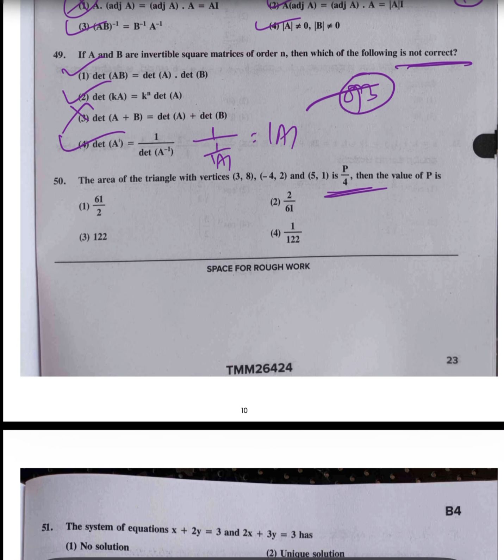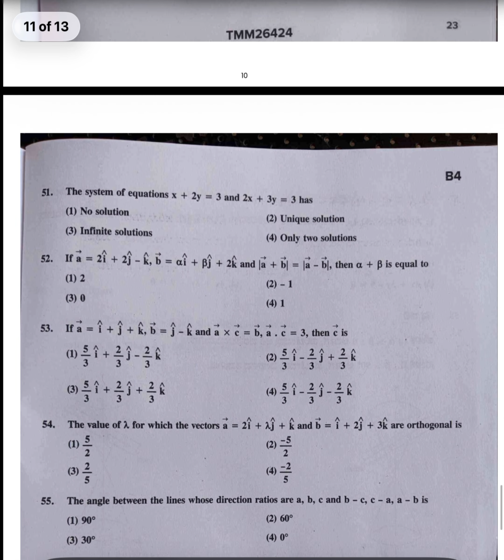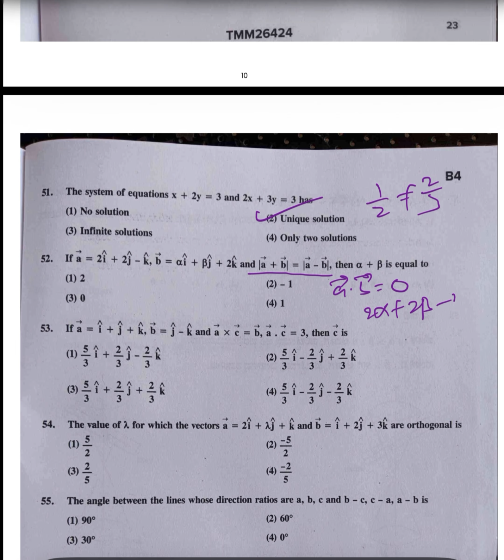Next, same normal question. If you solve this, we'll get 122. Now this one. 1 by 2 not equal to 2 by 3, unique solution. So clearly, if magnitude of a bar plus b bar equals magnitude of a bar minus b bar, then a bar dot b bar equals 0, so that it is 2 alpha plus 2 beta minus 2 equal to 0, so clearly alpha plus beta equals 1.